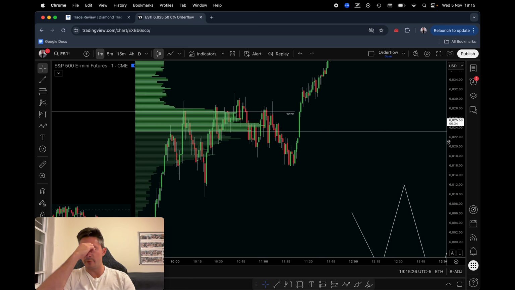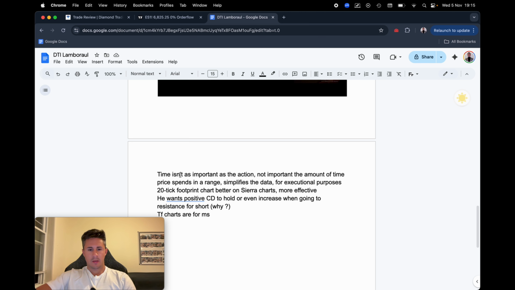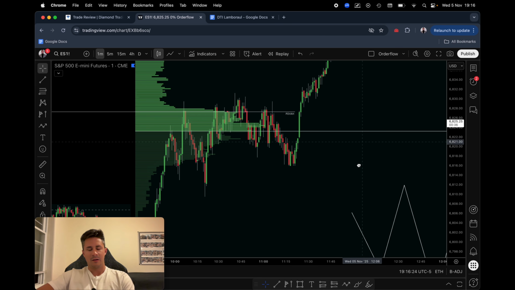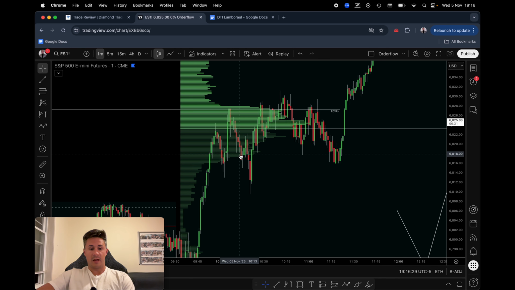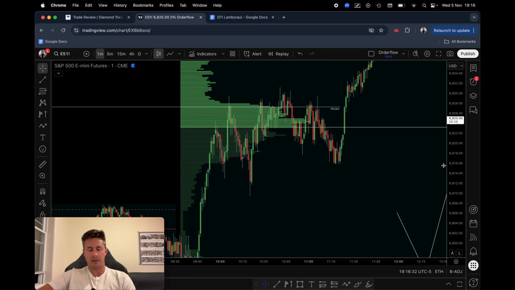Now, one thing very interesting I'm learning from Lambo Raoul is that, and he got that from really legit order flow traders. Let me see how he put it because I took some notes. Okay, he really uses 20-tick candlesticks or 20-tick footprint charts, instead of 5-minute candles or 1-minute candles, because he says time isn't as important as the action. Well, it's not really important the amount of time price spent in a range. So to simplify the data and for executional purposes, it's much better to use a tick range or range-based candles or footprint charts, for example. Okay, so let's continue here.